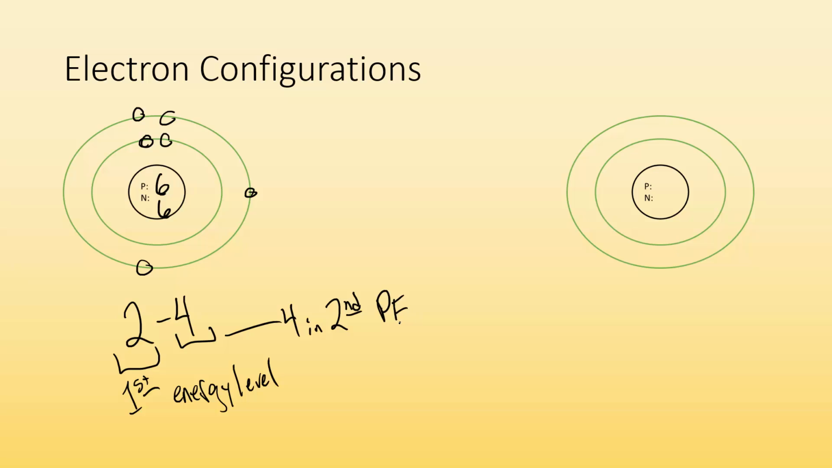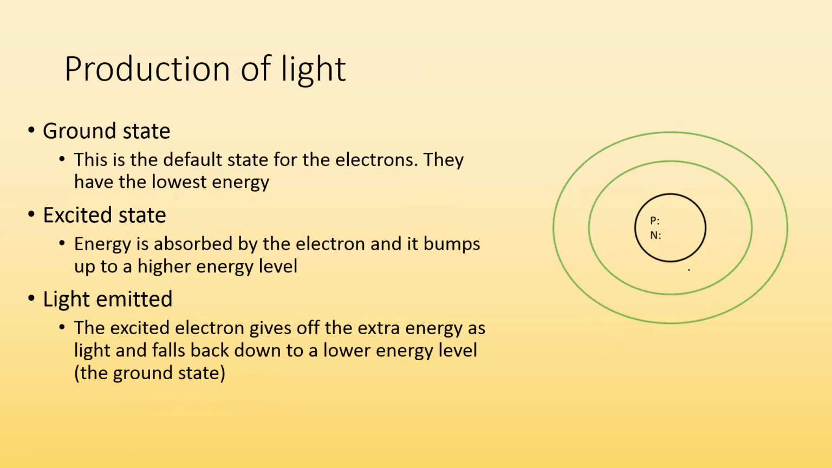Principal energy level. All right, so if I had something else like nitrogen, nitrogen has 7 protons and let's say 7 neutrons. There are different isotopes. So nitrogen, well, let's see, we have 1, 2, and then we're going to have 5 electrons on the outside. So its configuration would be 2-5. So that's electron configurations.